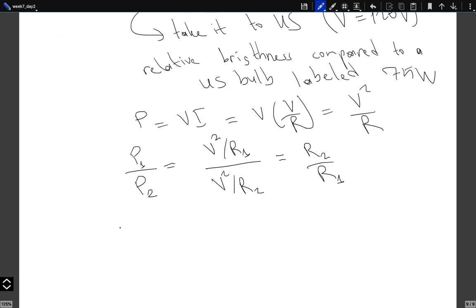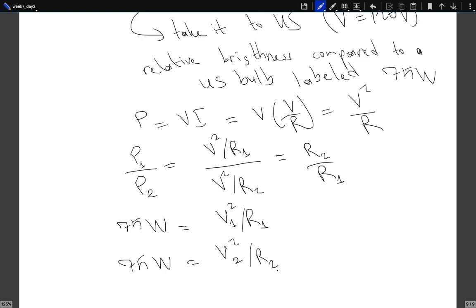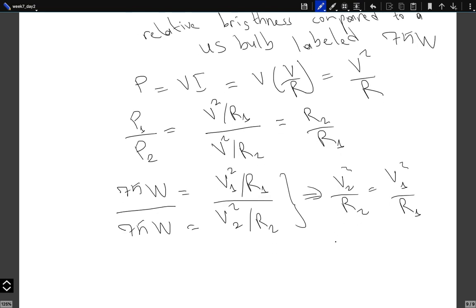of two light bulbs which have the same power at different voltages. You see, one of them has 75 watts, but this is labeled at a potential V1. And the other one is labeled as 75 watts at a different potential. Well, let's just take the ratio. So this tells me that V2 squared over R2 should be equal to V1 squared over R1, or R2 over R1 is V2 squared over V1 squared.